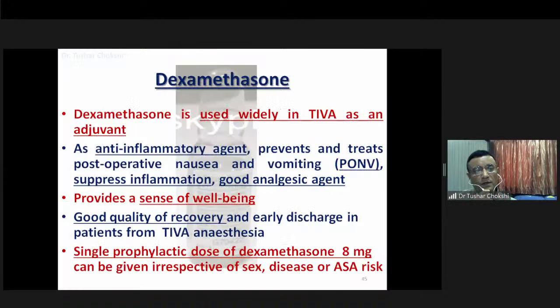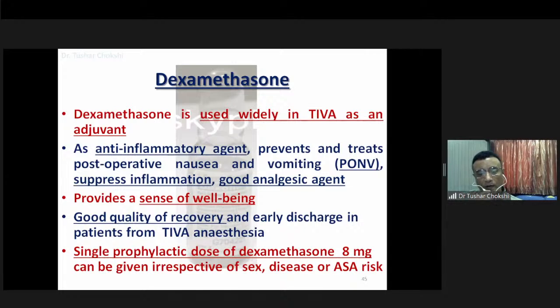The second drug in adjuvants, my very favorite drug, is dexamethasone. I think almost all anesthesiologists across the globe are giving dexamethasone. At least in the Indian subcontinent, I heard that everybody is giving dexamethasone in their practice. It is widely used in TIVA as an adjuvant. It has anti-inflammatory effects and treats postoperative nausea and vomiting. It suppresses inflammation and has a good analgesic effect. And when your patient wakes up from the anesthesia, there is a sense of well-being and good quality of recovery.